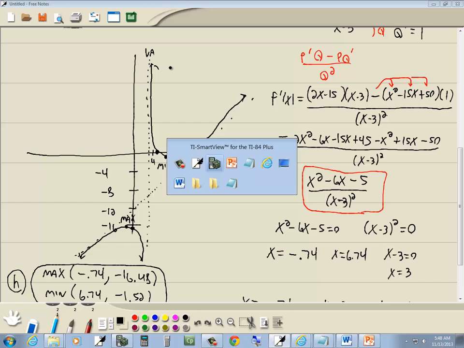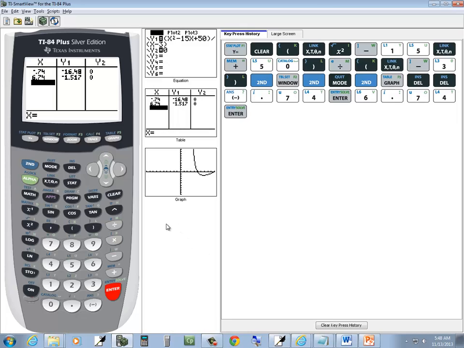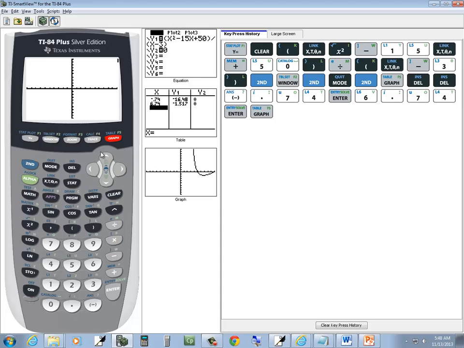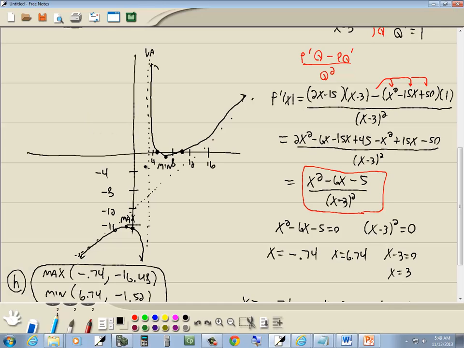Okay, let's compare that against what the calculator said. If I press graph, see, we get this. We seem to be missing part of our graph. This is a reason why we look at this in calculus, because the calculus will give you the true picture, not just what your standard display gives you. Anyway, that's our answers.